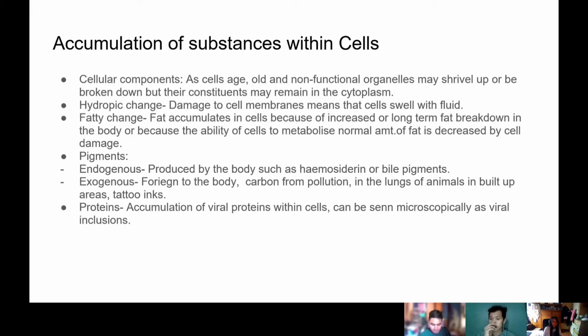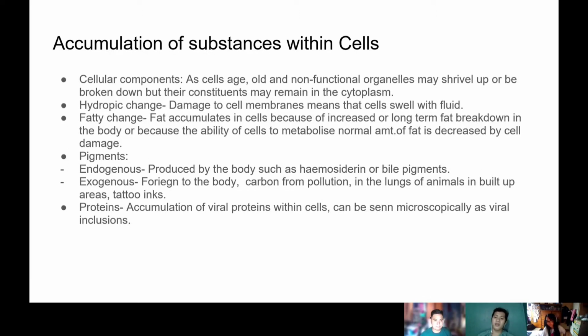Fatty change can also occur because the ability of cells to metabolize normal amounts of fat is decreased by cell damage. Decreased cell metabolism may be because of toxic damage or reduced oxygen supply due to heart dysfunction, respiratory disease, or anemia, or in diabetes mellitus. Fatty change can be idiopathic, or of uncertain cause, in the liver of older cats. Next is pigments.